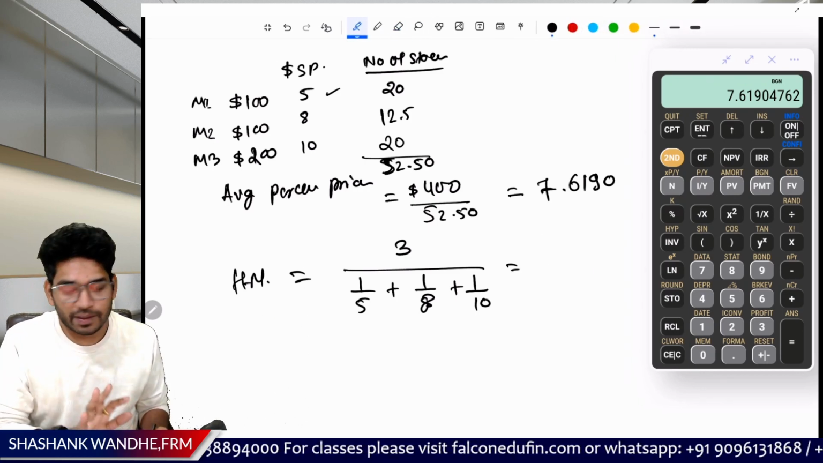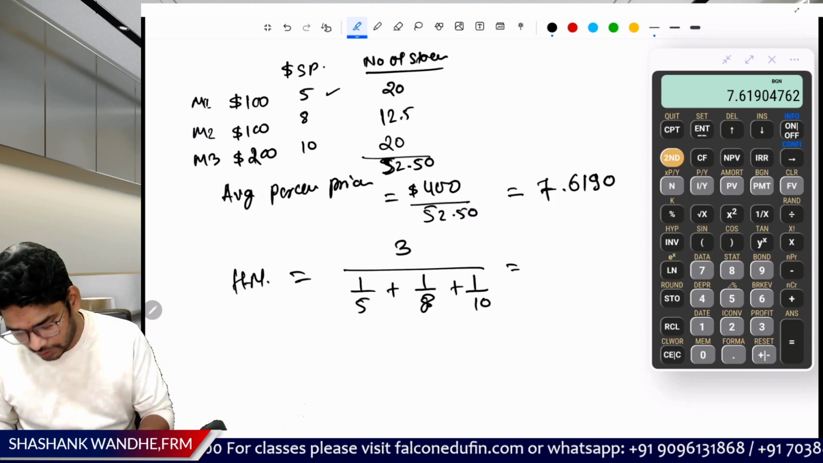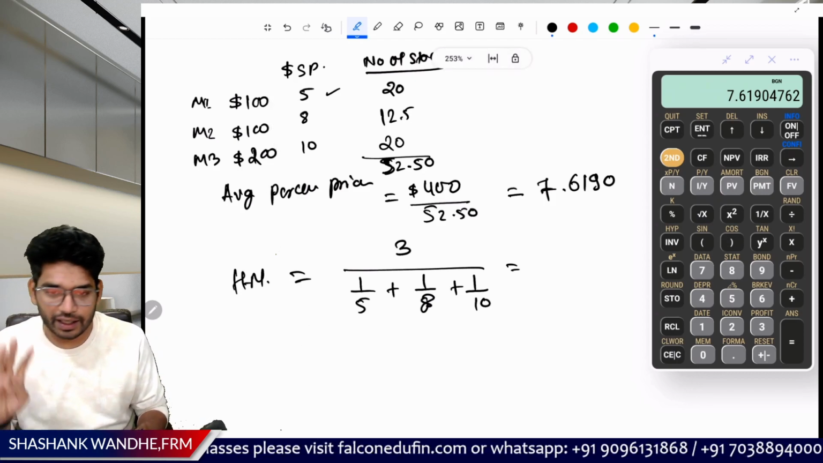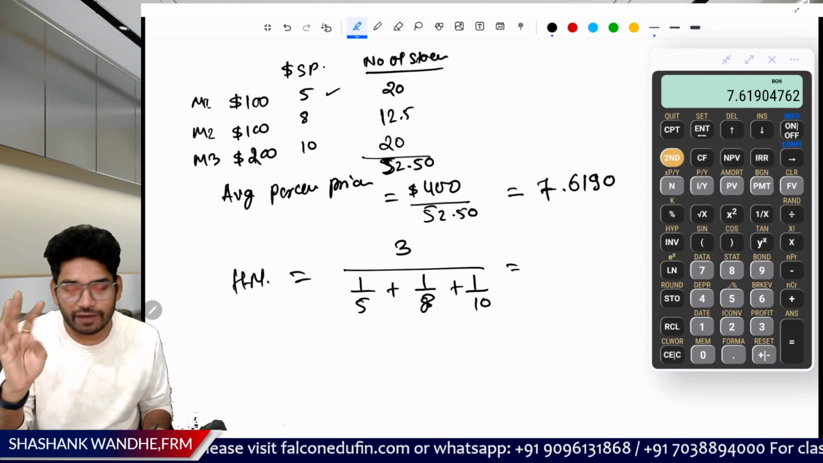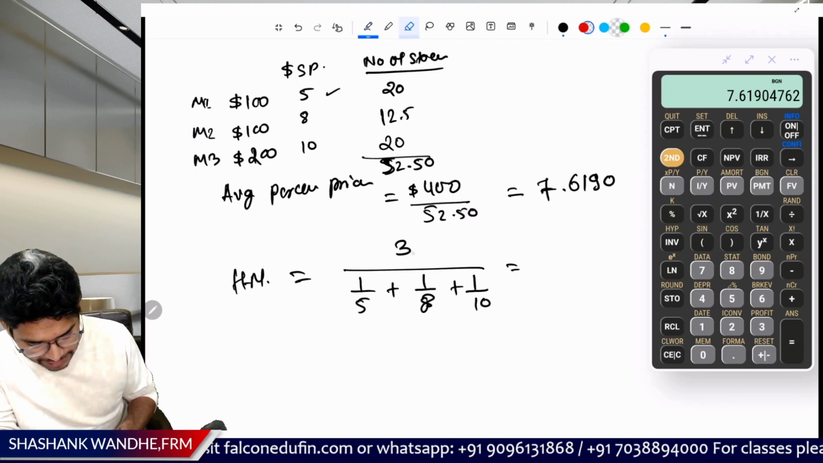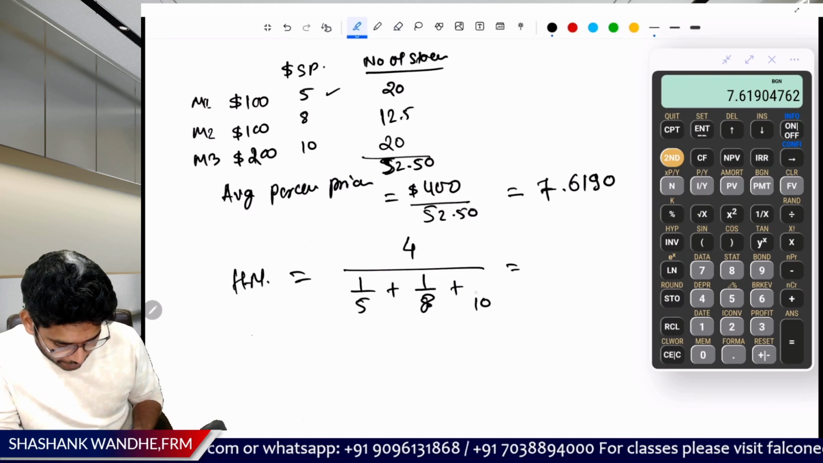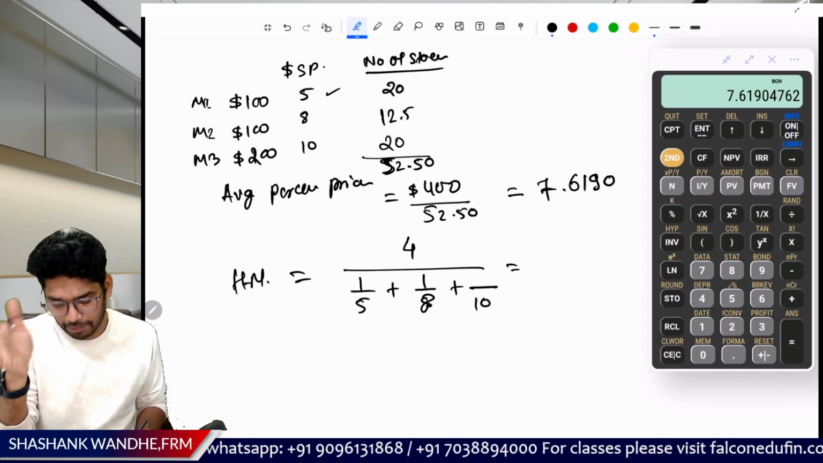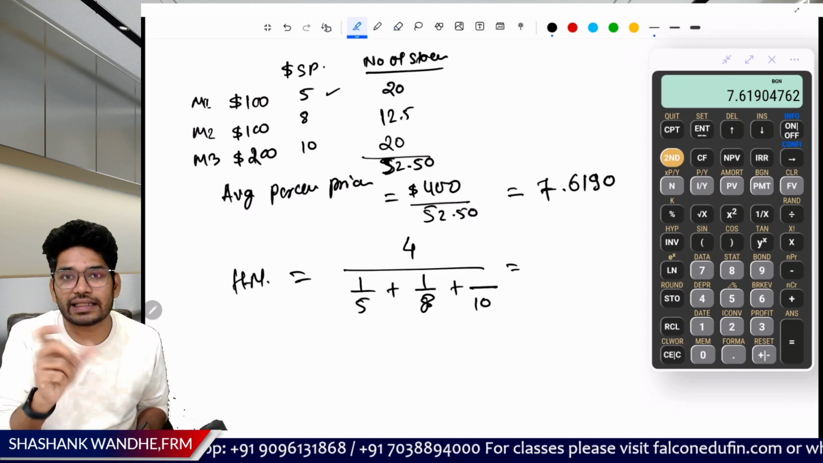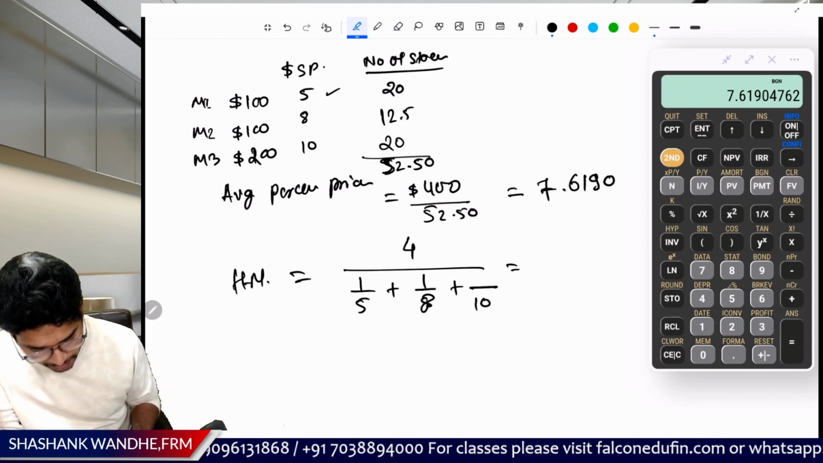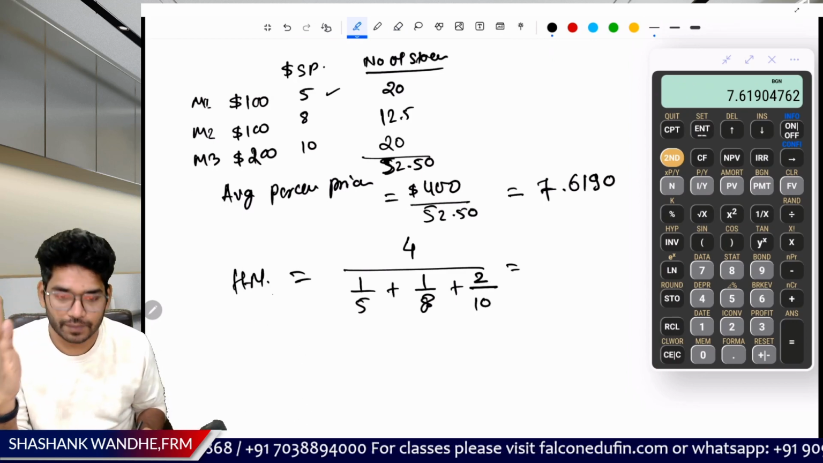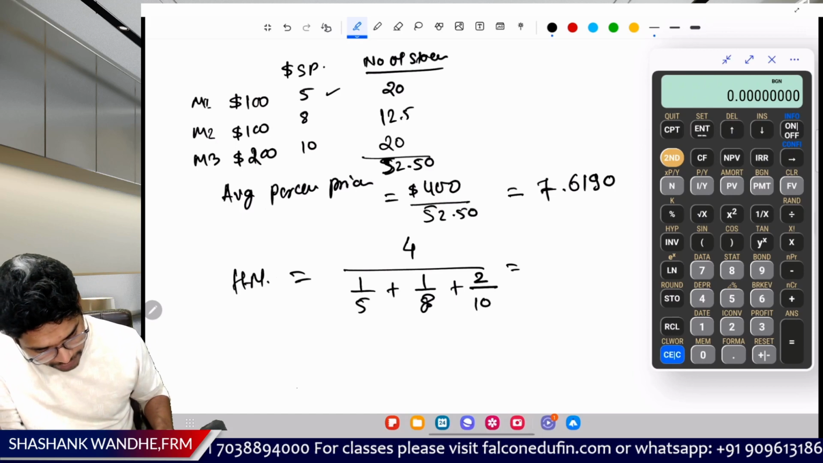So tweaking is very simple. Simply calculate, it's 100 plus 100 plus 200, total 400. So we can say we have 4 instances instead of 3. So let's say 4. And here, because in month 3 we are investing twice the value, it is double value, right? So we will write 2 here. Simple. And then we will solve the answer.